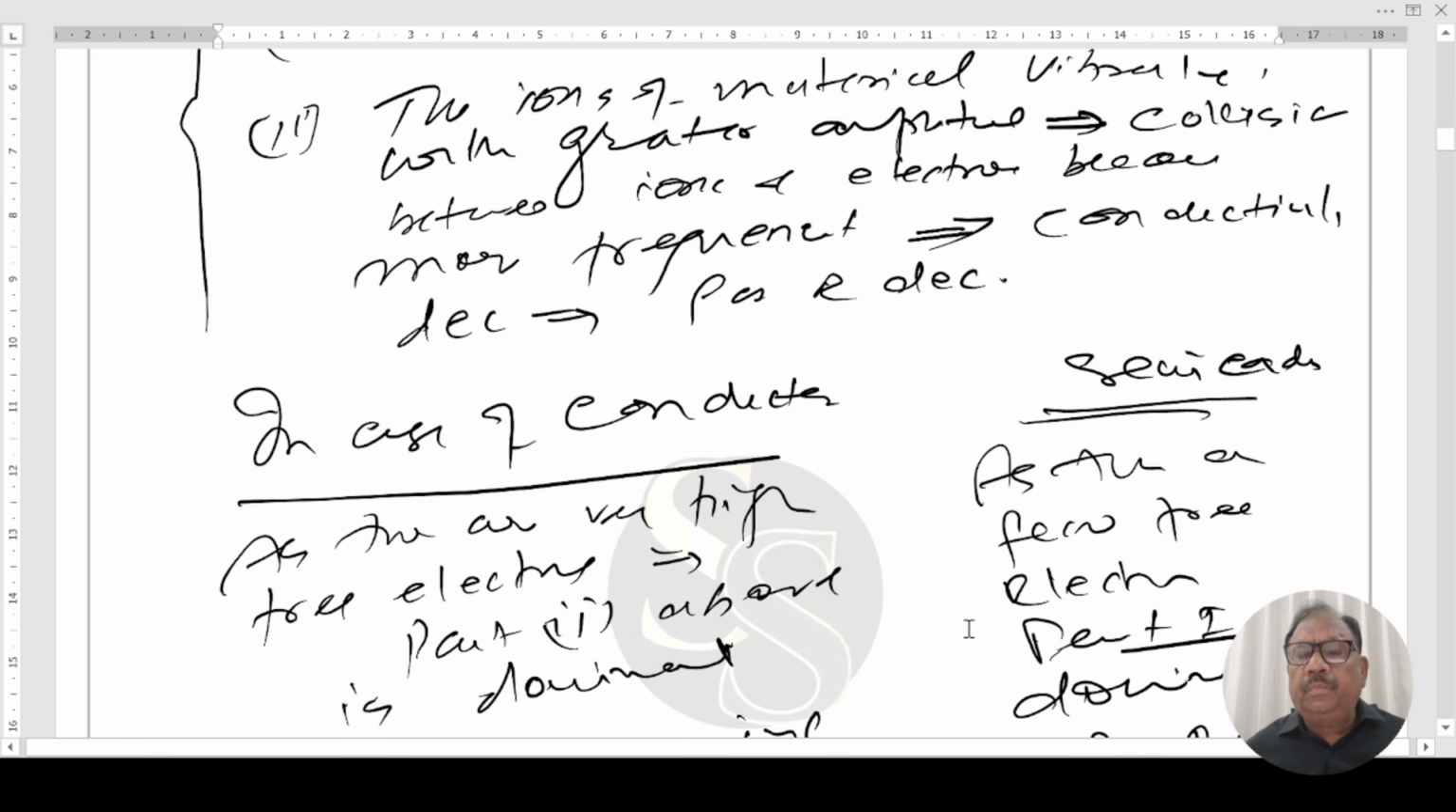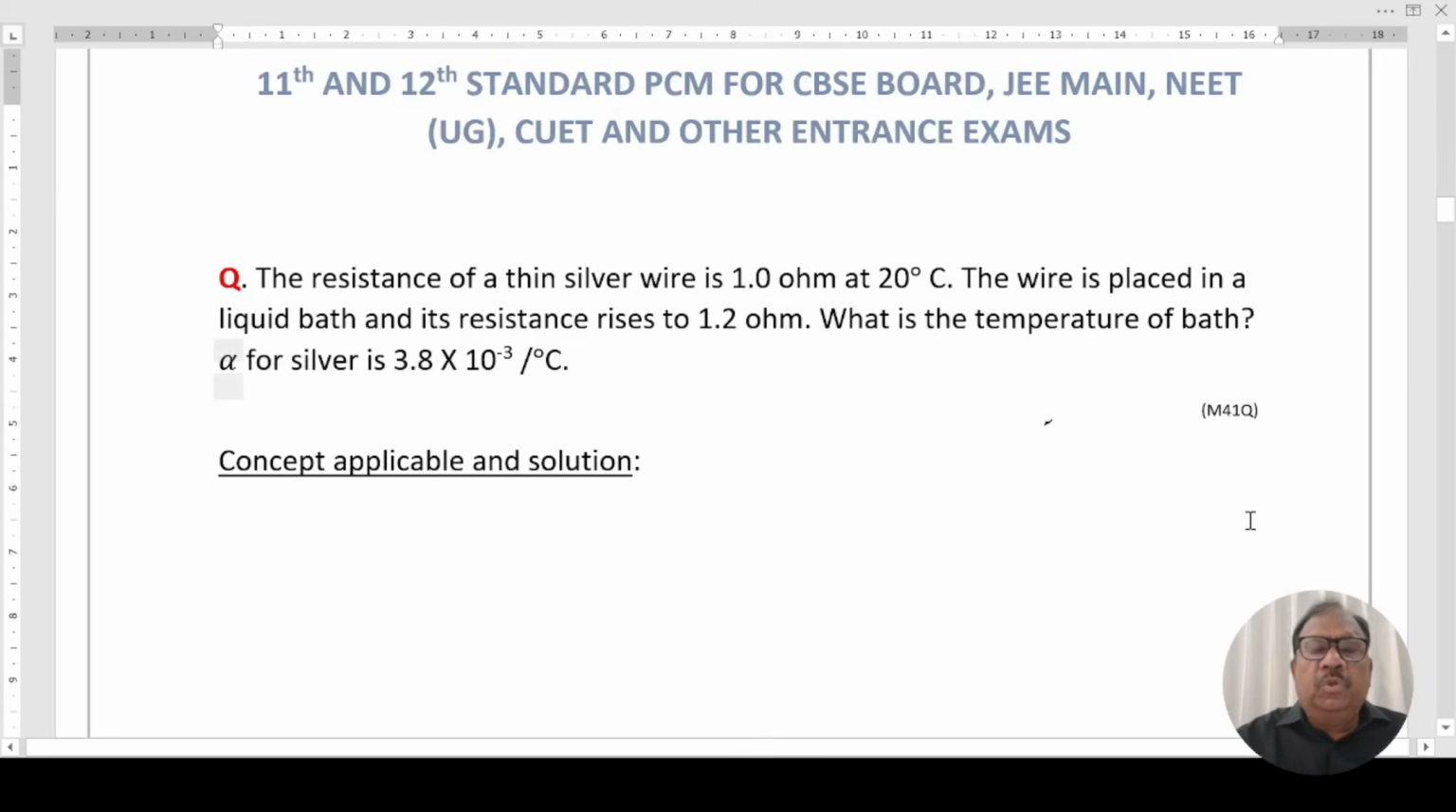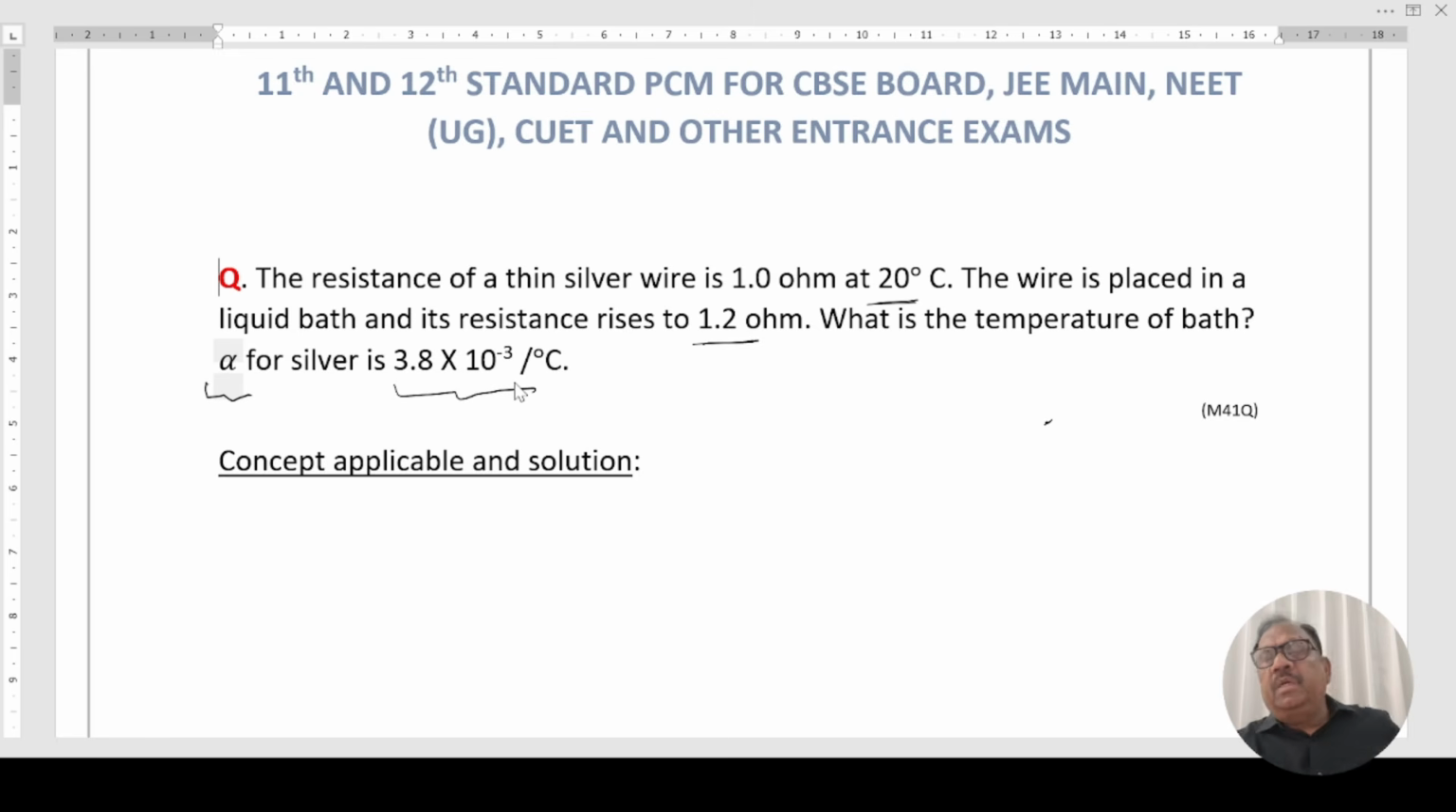Question is: the resistance of a thin silver wire is 1 ohm at 20 degrees centigrade. The wire is placed in a liquid bath and resistance is found to be 1.2 ohm. What is the temperature of the bath? Alpha, that is the temperature coefficient of resistance of silver, is 3.8 into 10 to the minus 3 per degree centigrade.